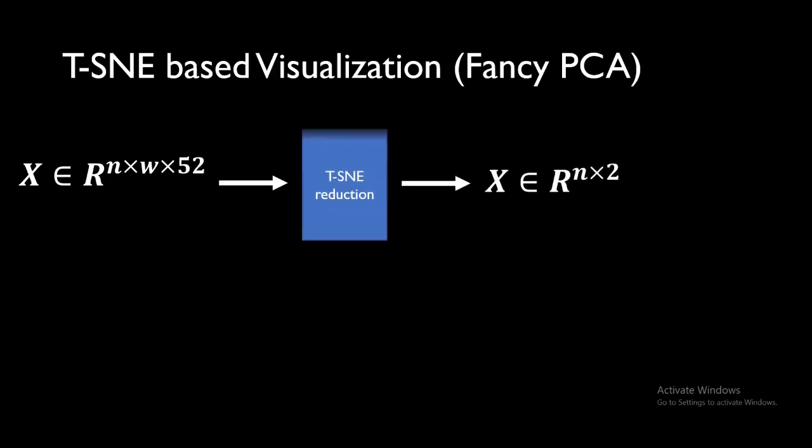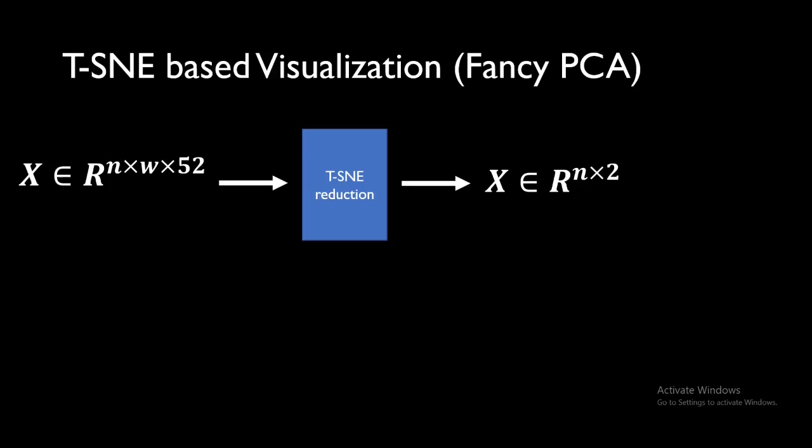This is just a fancy principal component analysis. So what we are going to do, first, we are going to use our raw data. In this case, our raw data will be a W cross 52 tensor because W is our length of the sliding window and 52 is the number of features we have. We'll pass it through our t-SNE reduction, which will basically reduce the dimensionality of our input data into two dimensions so that we can easily visualize this on a two-dimensional plot.